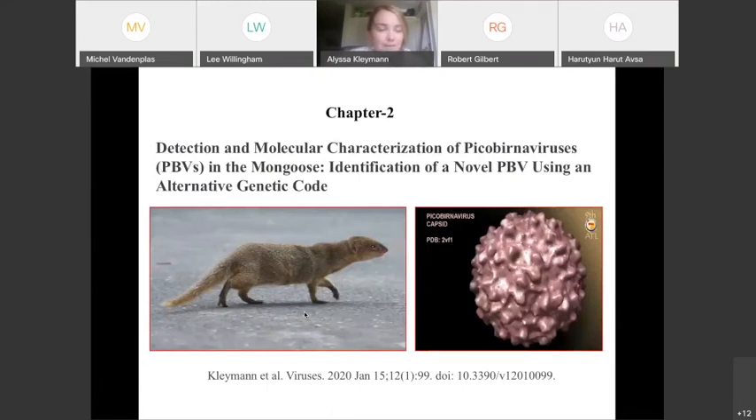And now I would like to move on to chapter 2, which has the same title as an article that we published in Viruses this year. The title is Detection and Molecular Characterization of Picobirnaviruses in the Mongoose, Identification of a Novel PBV Using an Alternative Genetic Code.